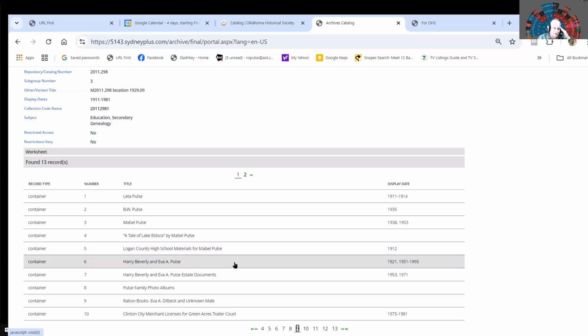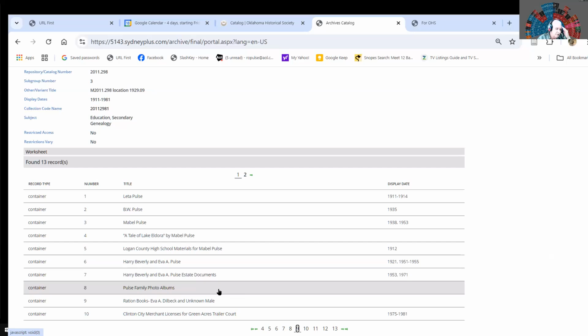Harry Beverly and Eva A. Pulse, that's my grandfather and my grandmother. She was Eva A. Hetch. And so this is the documents for there. Here's their estate documents. This is from Enid. They were living in Enid when he died and she died. They died within, I think, 8 months of each other. So that's all the estate documents that concern him.